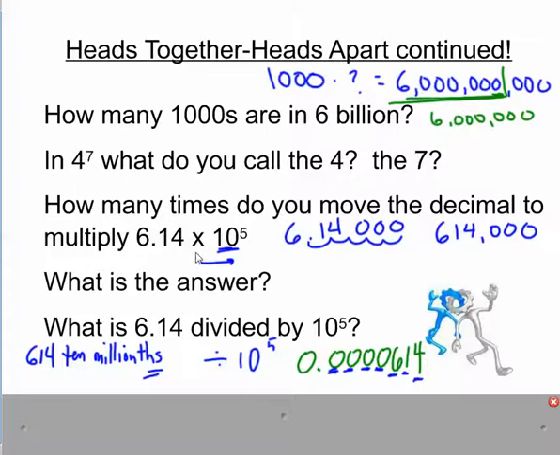If I move the decimal 5 times to the right, I get 614,000. And if I divide by 10 to the 5th, I move the decimal the opposite of the right, but to the left 5 times. 1, 2, 3, 4, 5, and I must put in 4 placeholders. And then I asked you, how do you read that number? Well, the 4 is in the 10 millionths place, so you read it 614 10-millionths. There should be a dash there between the 10 and the millionths.